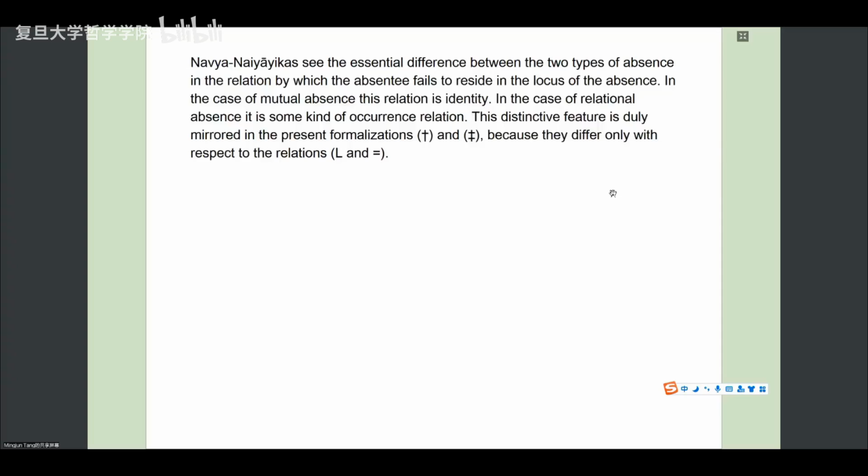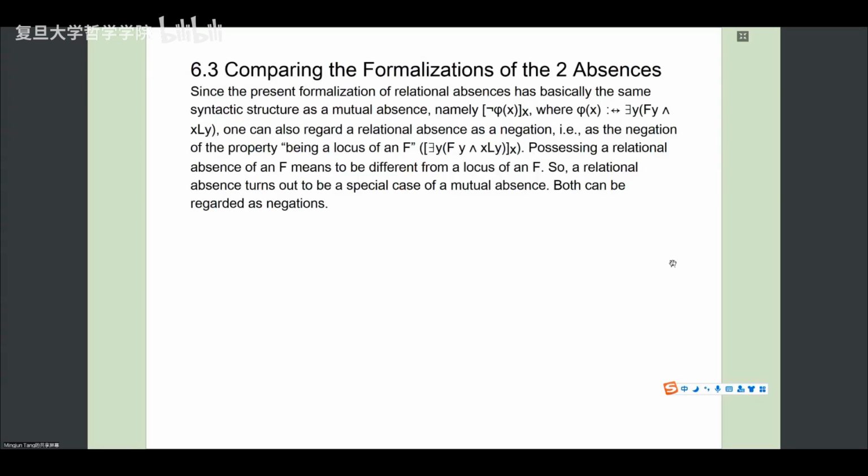Let's now compare these two formalizations which we have found. Since the present formalization of relational absences has basically the same syntactic structure as a mutual absence, namely not phi x, where phi x is just there is a y such that f y and x L y, one can also regard a relation absence as a negation, that is, as the negation of the property being a locus of an f, which can be formalized like this: being an x such that there is a y such that y is f and x L y. This is being a locus of an f. And the negation of that is just the absence of an f.